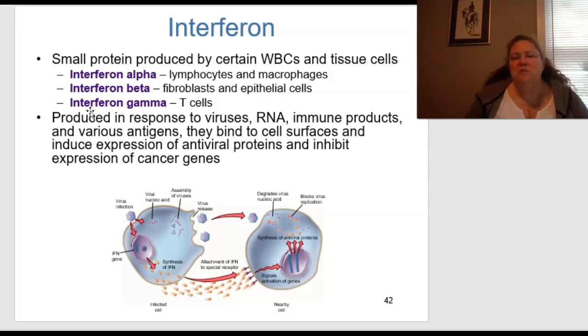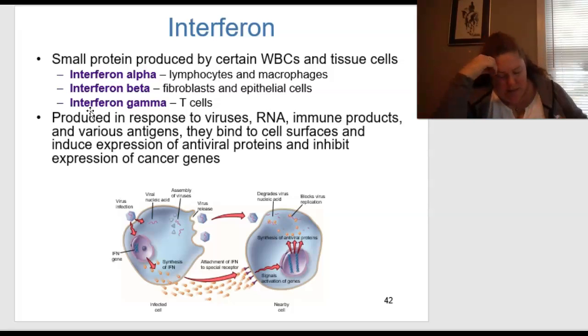And these are produced in response to viruses, RNA, immune products, and various antigens. They bind to cell surfaces and induce the expression of antiviral proteins that inhibit the expression of cancer genes. And so this figure again is 14.9, and this is the antiviral activity of the interferon.